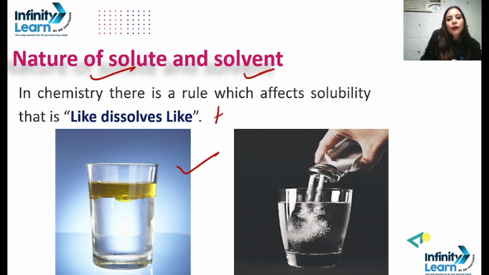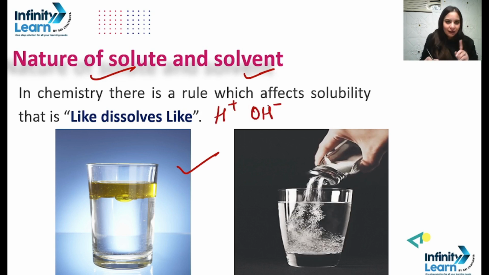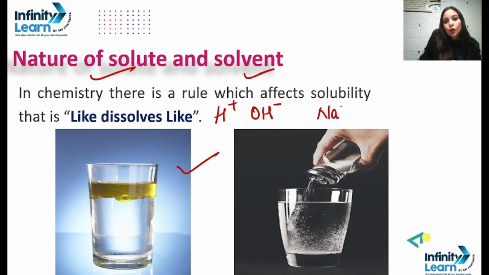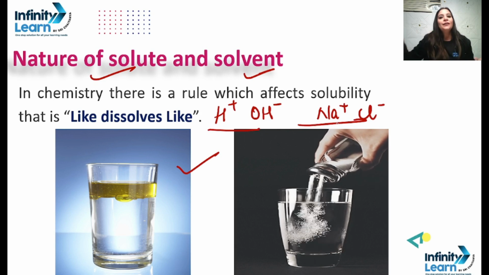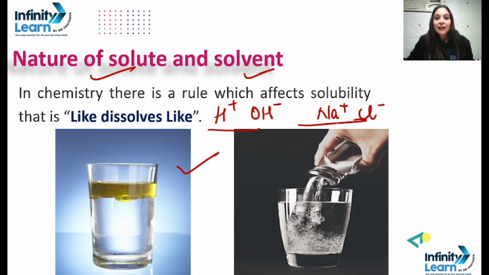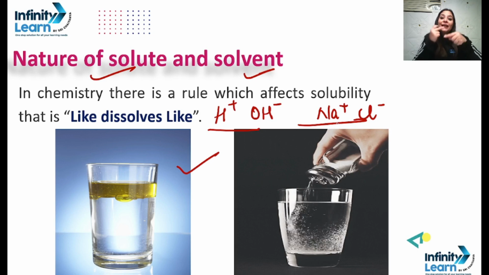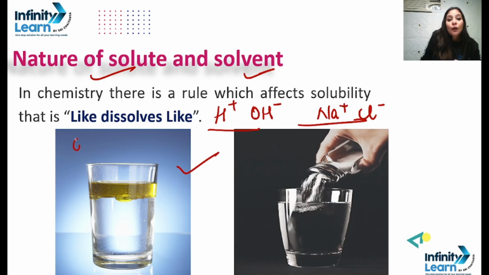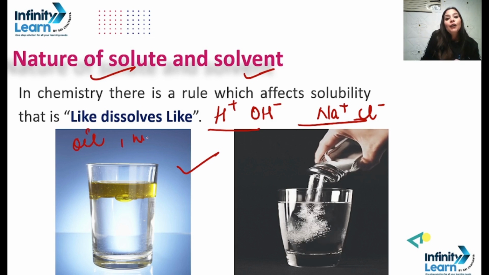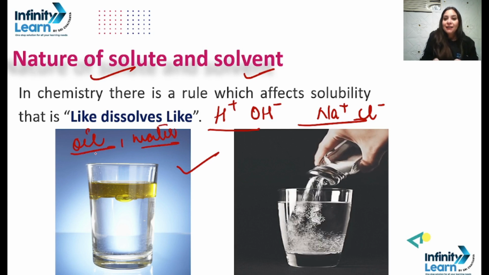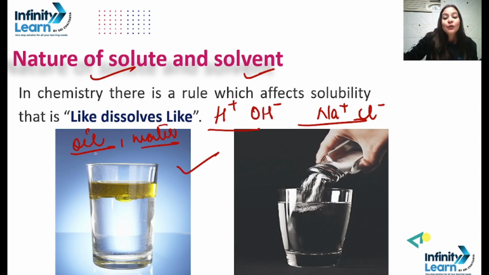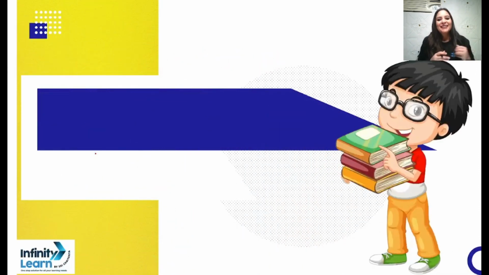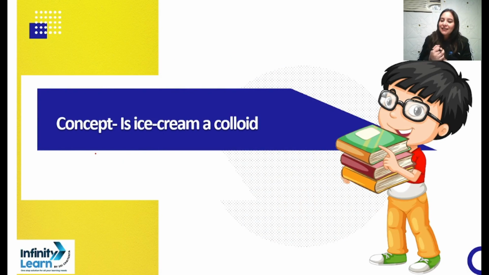I'll explain with a simple example. If I talk about water, water consists of ions, right? If I talk of salt, salt also consists of ions. So they are somehow similar, with positive and negative ions, both of them. So they are alike. That is why like dissolves in like. But when you compare oil with water, they are not similar in respect of the type of ions. That is why they don't get dissolved. So like dissolves like.